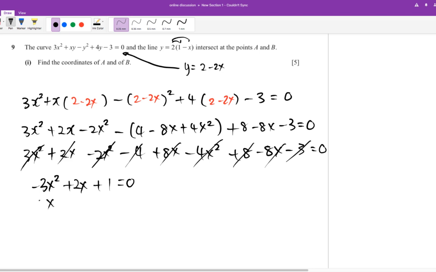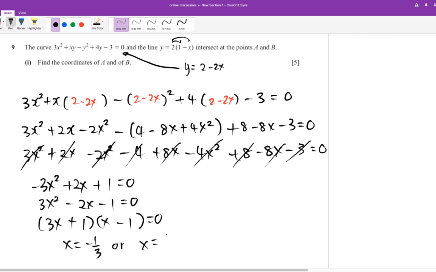I will multiply negative for the whole equation. Then I will just factorize it out. This is 3x, this is x, this is 1, this is 1, this is minus, this is positive. So x should equal negative 1 over 3, or x will equal 1.